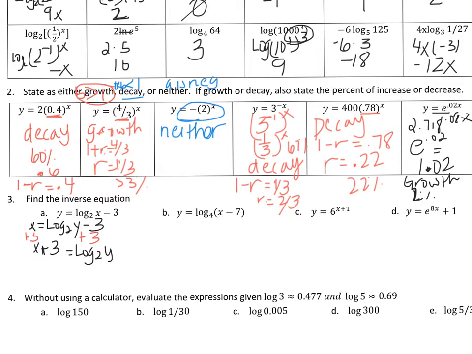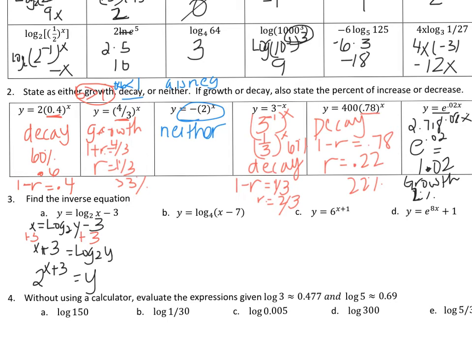And now I want to rewrite my log as an exponent. So the base of my log is the base of my exponent. What it's equal to here becomes my exponent. So I get 2 to the x plus 3 equals y.